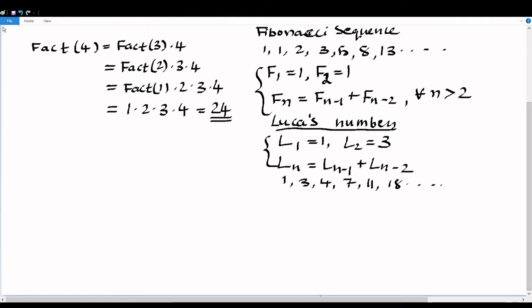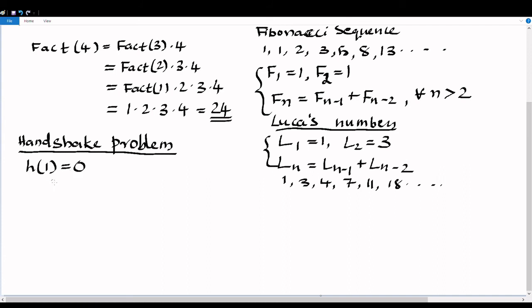Now let us discuss the handshake problem. The handshake problem is the problem of calculating the number of handshakes at a particular party. Suppose in a party there is only one person, then the total number of handshakes will be 0. And at a particular stage, if there were n minus 1 persons, then the total number of handshakes will be h of n minus 1.